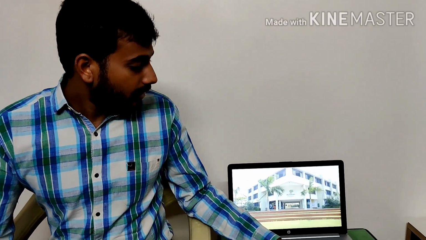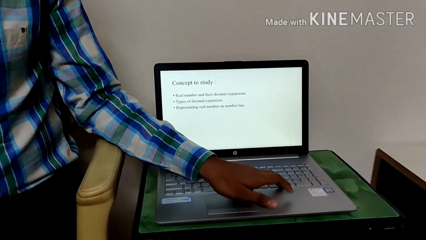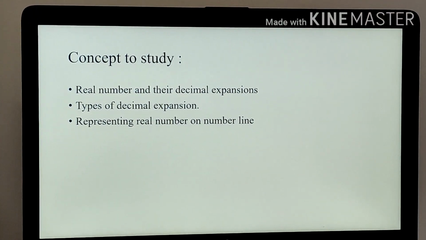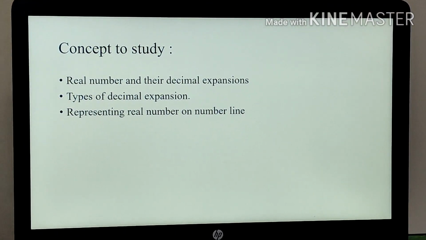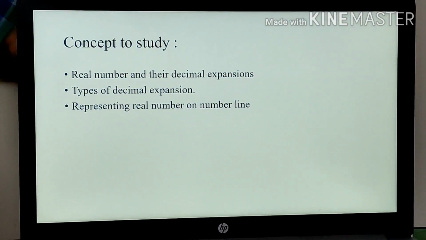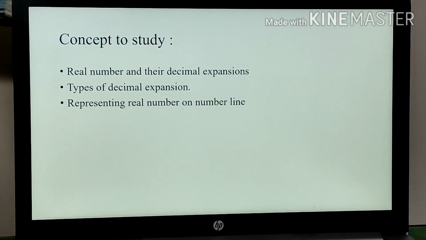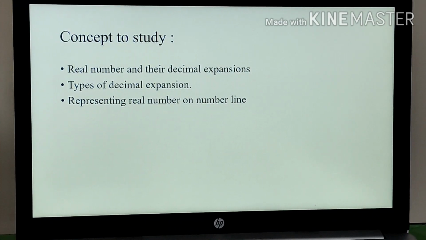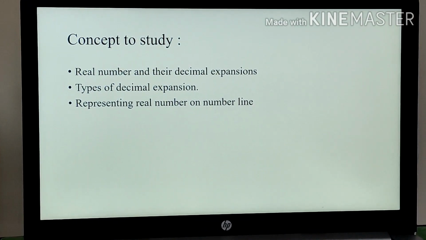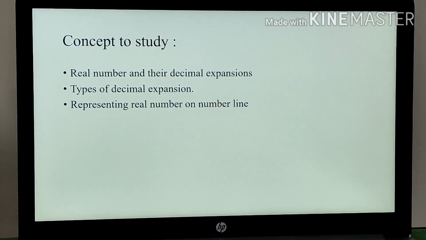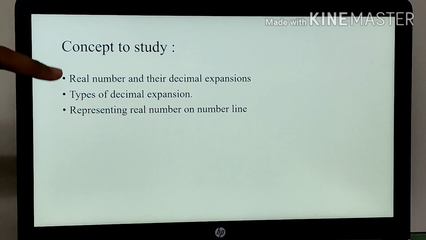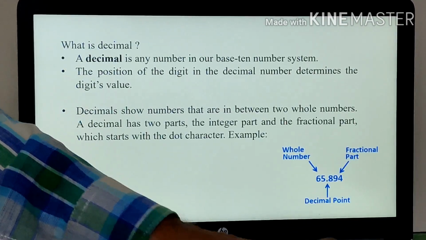So in the next class now we will study real numbers and their decimal expansion. It is one of the main topics of our chapter: real numbers and their decimal expansion, types of decimal expansion, and representing real numbers on the number line. Okay students, so today we will cover these three topics.